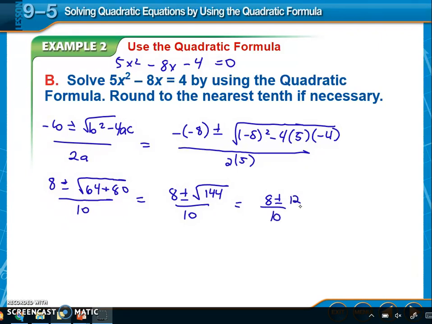So 8 plus 12 is 20 divided by 10. You would get x equals 2. 8 minus 12 is negative 4. So negative 4 over 10 reduces to negative 2 over 5. So those are your two solutions.